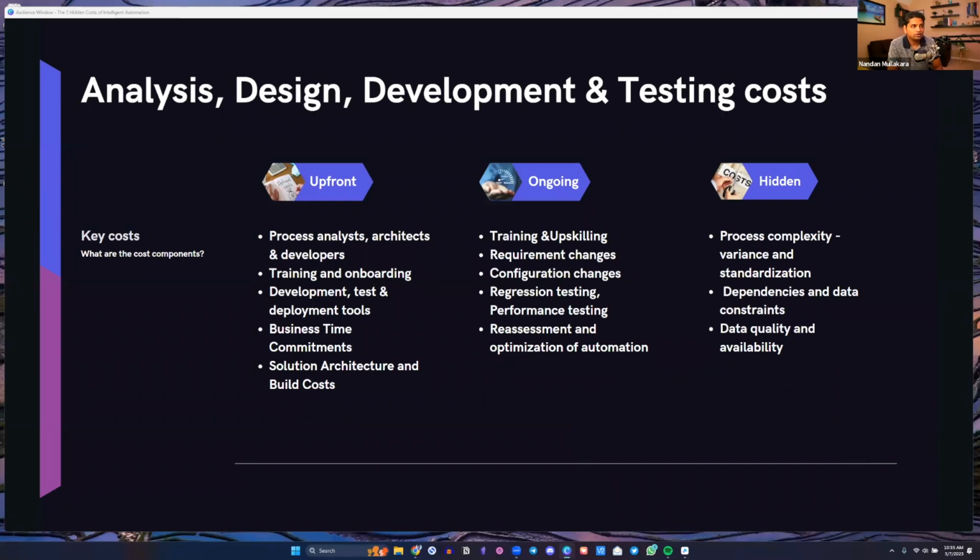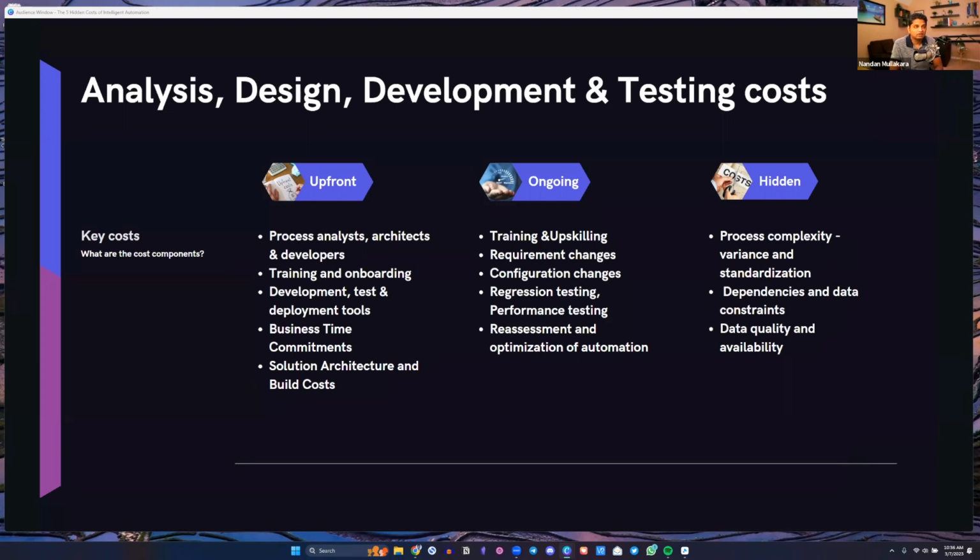So the next one we want to talk about is the development cost, which is basically analysis, design, development, testing. So there's quite a lot, right? As we start the program, there are so many things to consider: people, processes, even tools. You're bringing in your people, training them on the tools, onboarding them, bringing in development tools and testing tools, and you want to involve your business people, so their time is something you should consider. And as you go, there is upskilling and retraining of people as technology keeps changing, with newer technologies coming in. The requirements change, the configurations change, a lot of things change, so you have to keep up and do regression testing and keep it going.